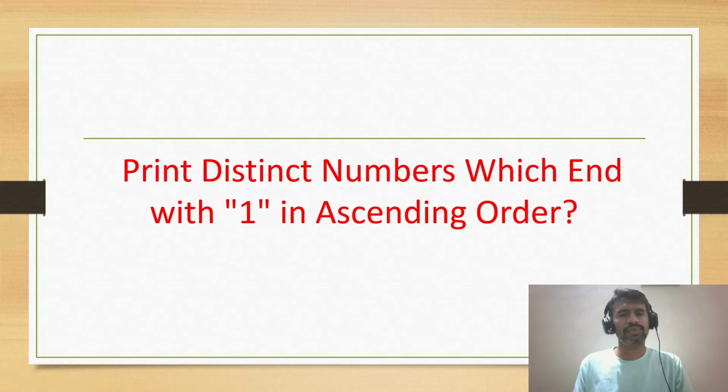So the next question is we have to print the distinct numbers which end with 1 in ascending order. So we'll be given a list of numbers. We have to find the numbers which end with 1 and print those numbers in descending order. So I hope the question is clear. Let's see how to do it.